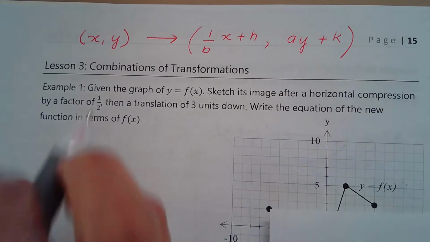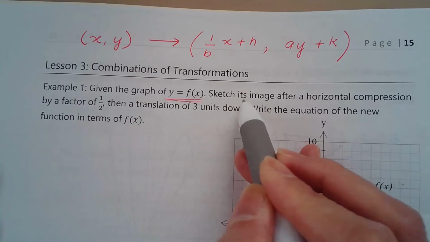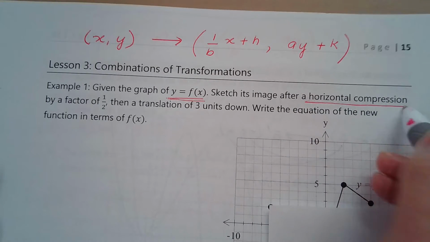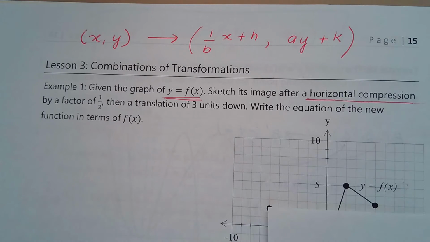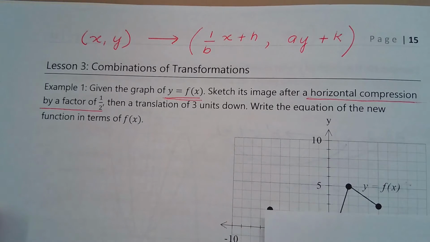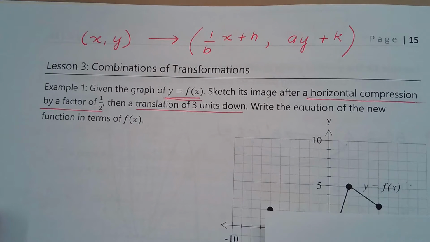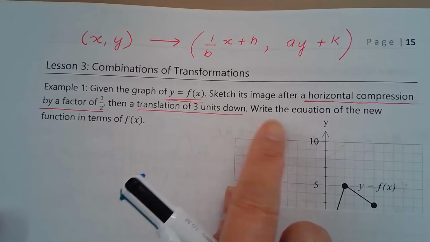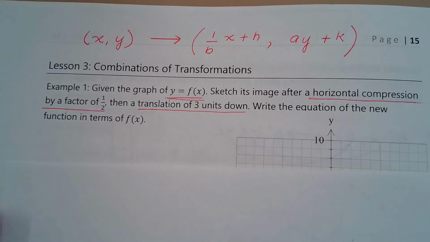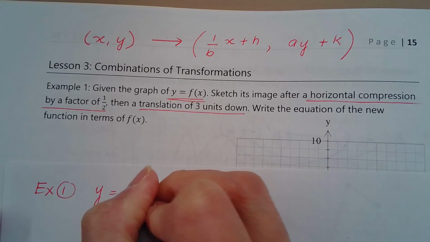It says here, given the graph of y equals f of x, sketch its image after a horizontal compression by a factor of 1/2, and then a translation of 3 units down, so bringing it down 3 units. And it says here, write the equation of the new function in terms of f of x. So I'll just write that in here, example 1. We start with y equals f of x.